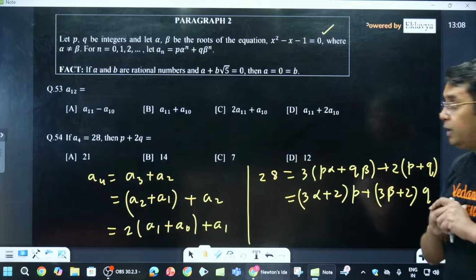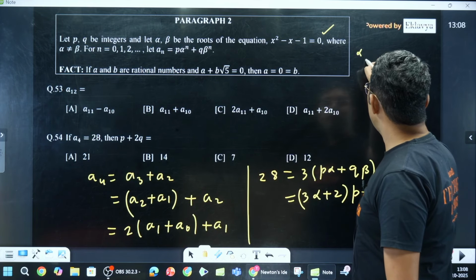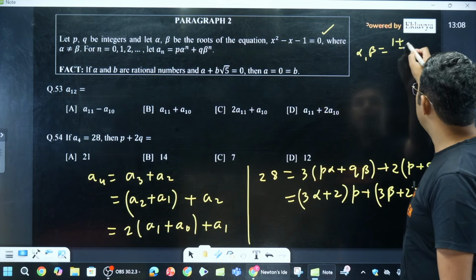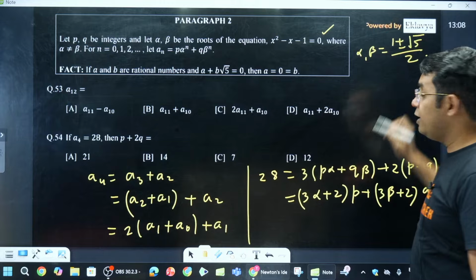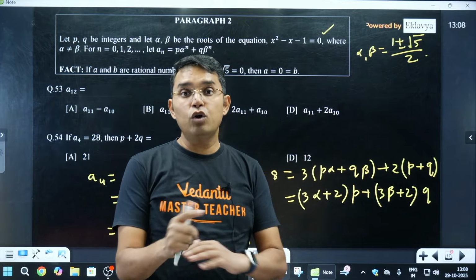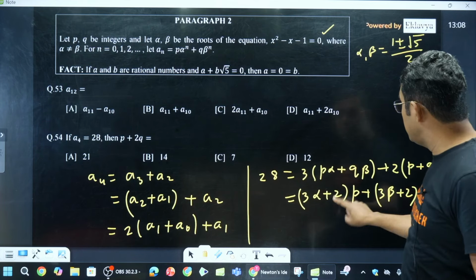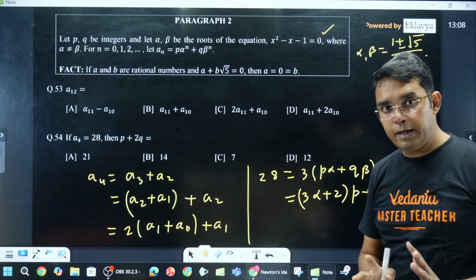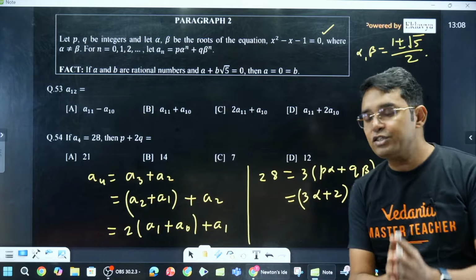Now here we will need alpha and beta also. Please see, if you solve for alpha and beta by the simple quadratic formula, it is minus b plus minus under root of 1 plus 4, so 5, by 2. So alpha and beta are both irrational numbers. In fact, they are irrational conjugates, with irrational parts differing by a plus minus sign. So if I put 3 alpha plus 2 or 3 beta plus 2, this root 5 term will also come there, whereas on the left hand side it is 28, which is a rational number.